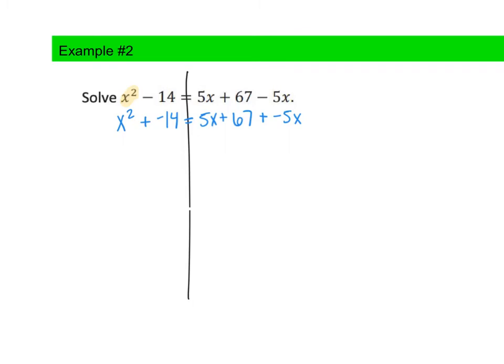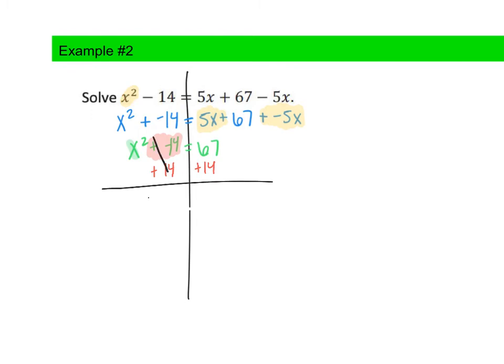All right. From there, my next step is to combine some like terms. So over on my left side, I see I have a plus 5x and a plus negative 5x. Those two cancel out. So I'm just left with 67 on that side. Over here I have my x squared plus negative 14. Okay? I want to move this 14 over so that my x is getting isolated. So the opposite of plus negative 14 is plus positive 14. And I do it to both sides.